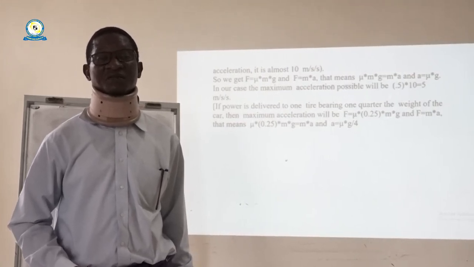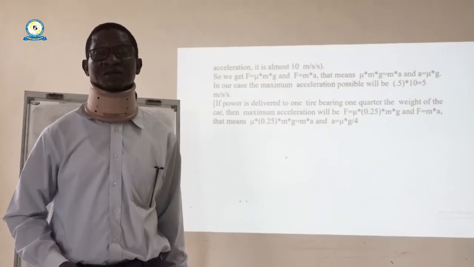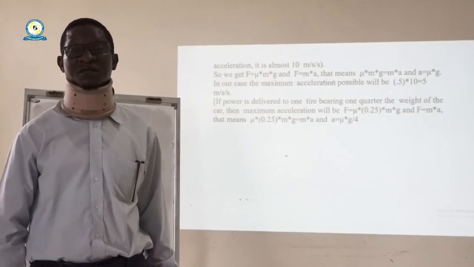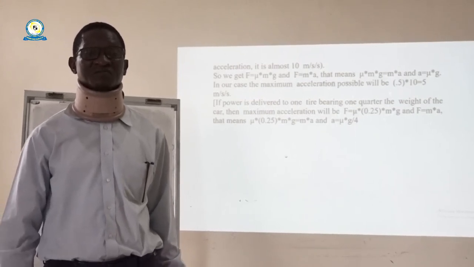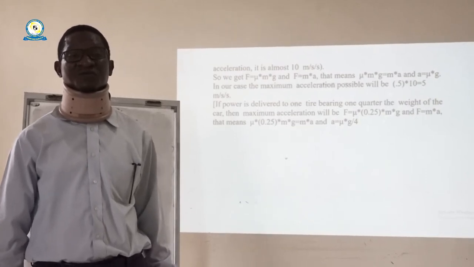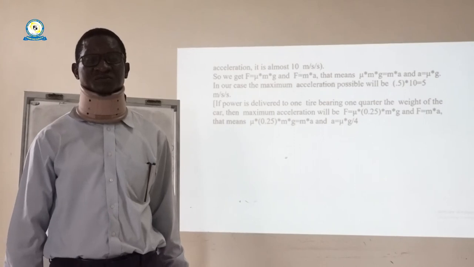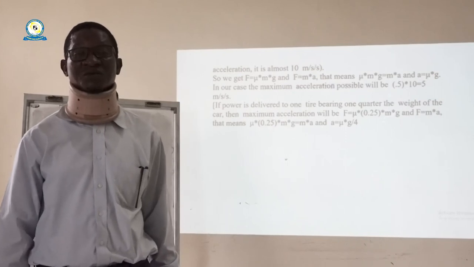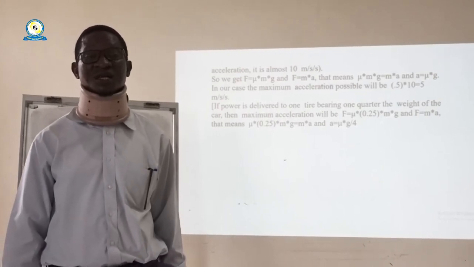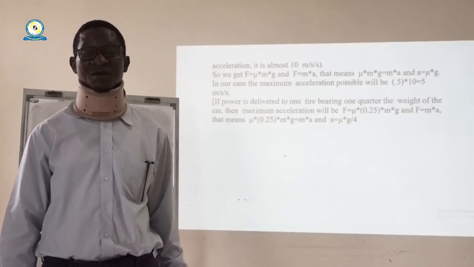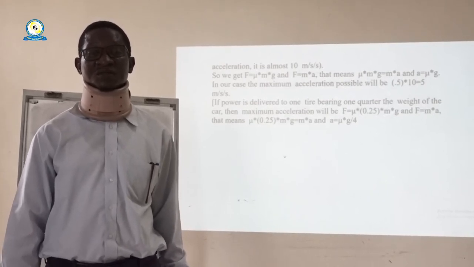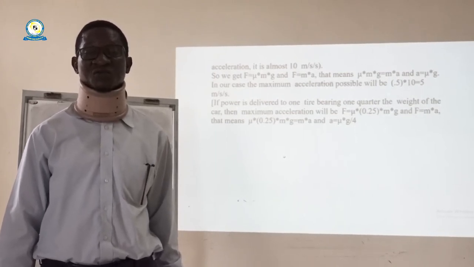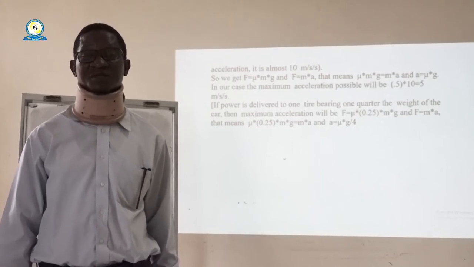If power is delivered to one tire bearing one quarter of the weight of the car, because we know a car has four tires, so you take the weight divided by four, that's why one quarter comes there. Then maximum force F is equal to mu times one quarter, which is 0.25 times m times g.